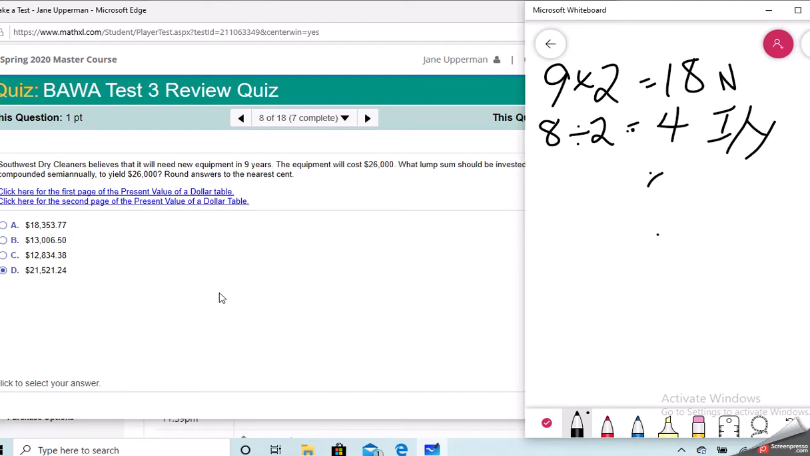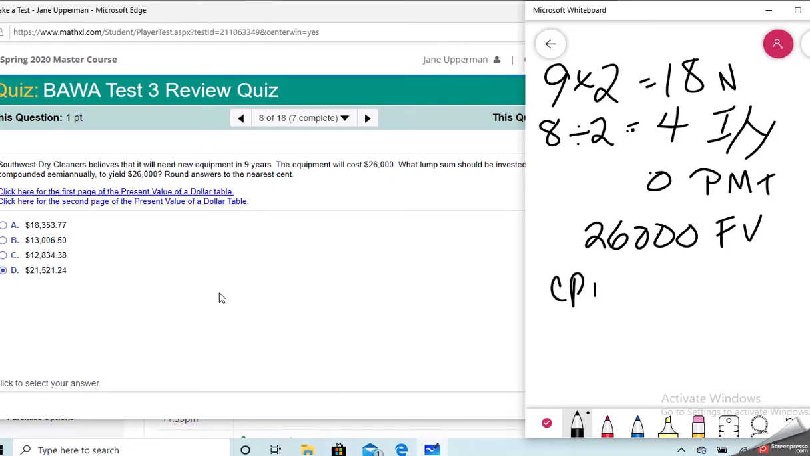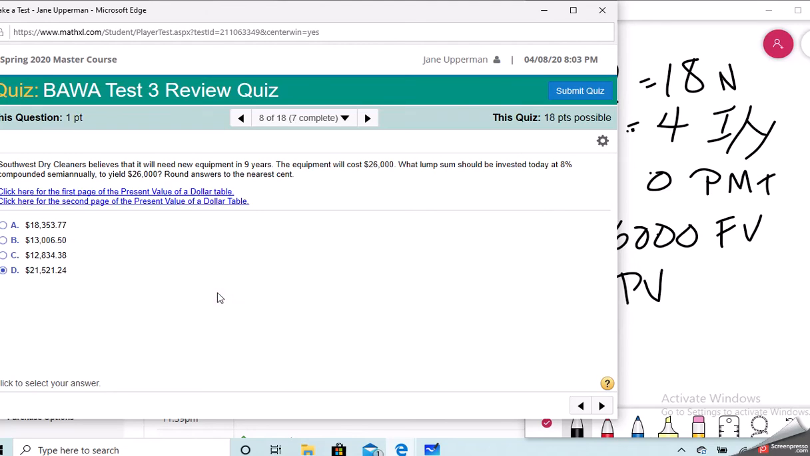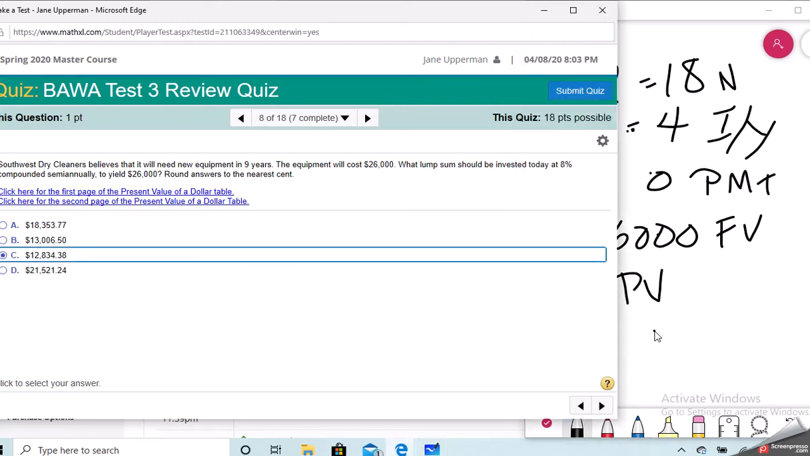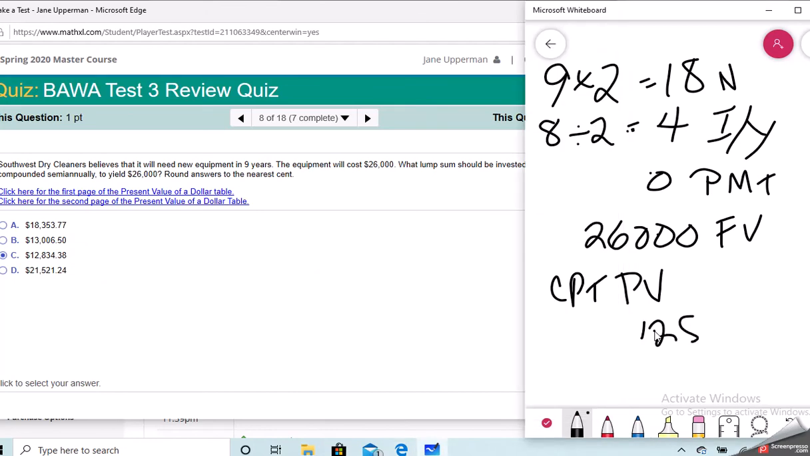So in this one, we have no payment because they just have a future value. They're going to need $26,000 in the future in 9 years, but they want to know how much should they set aside today. So that's our present value. So 18 is our N, 4 is the IY, 0 out our payment. $26,000 is our future value, and compute the present value. So it's actually C. It is $12,834.33.